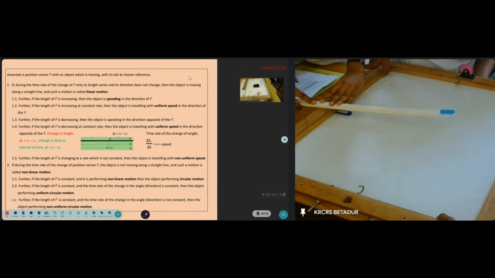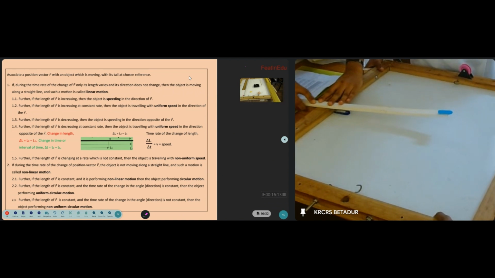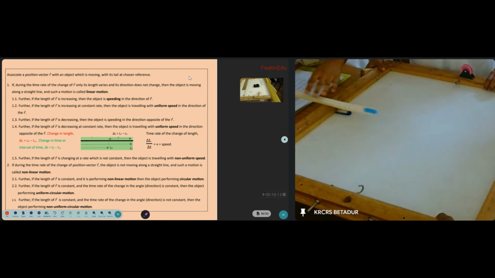Now you should move it gently so that the speed does not change. Take it back, take it all the way back. Yes, let them get it. Very good. Now move it gently such that the speed will not change. Come on. Very good. So this is uniform speed.